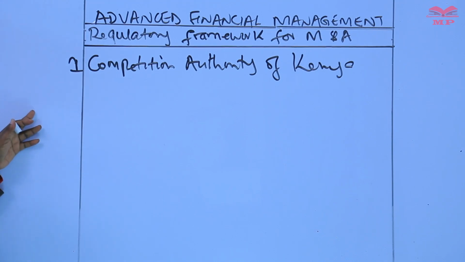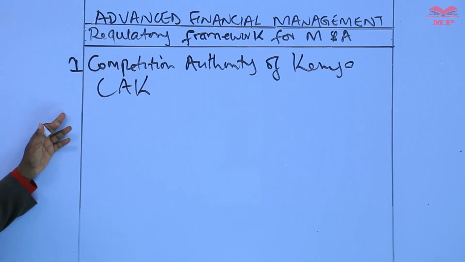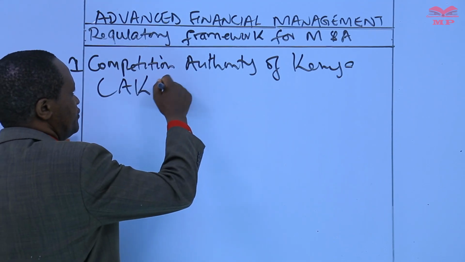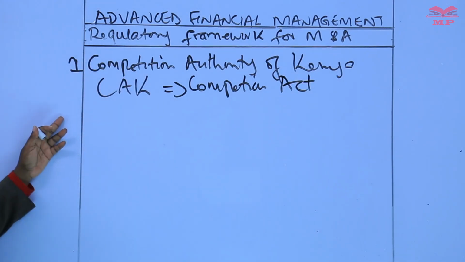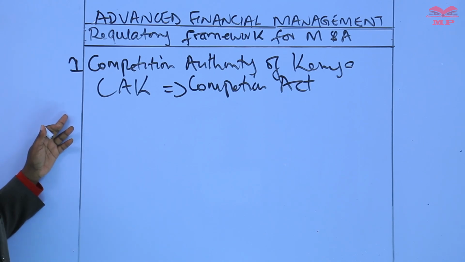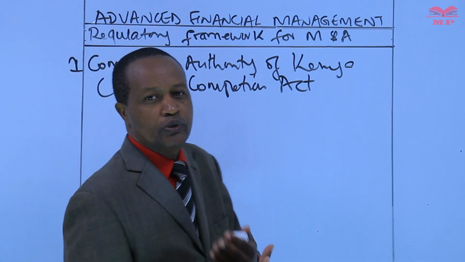The mandate of the CAK is derived from the Competition Act. This is an act of parliament that stipulates that there ought to be a Competition Authority of Kenya, which has been in place since the year 2010. It is the principal legislation governing mergers and acquisitions, right? The Competition Authority of Kenya is the principal governing body.